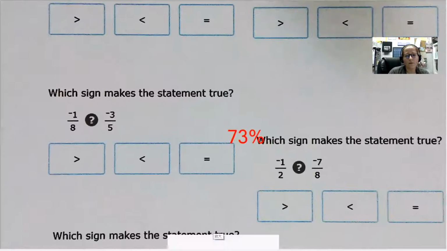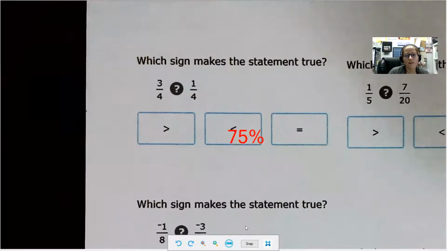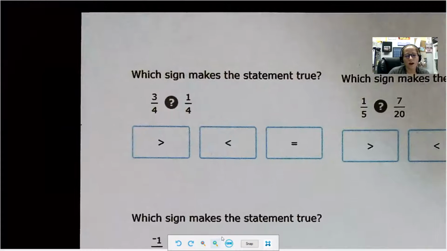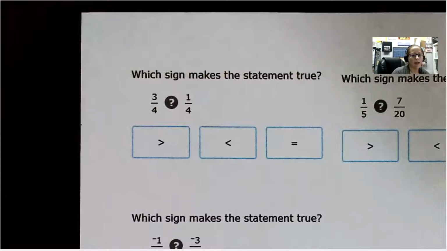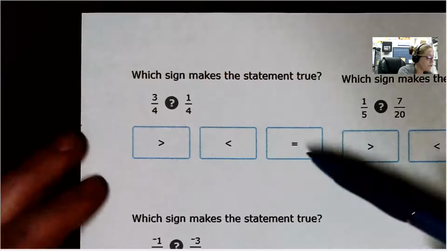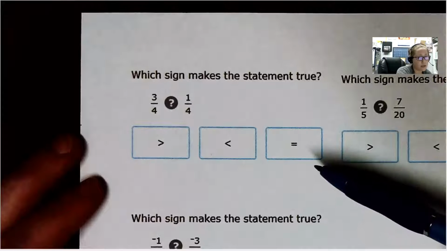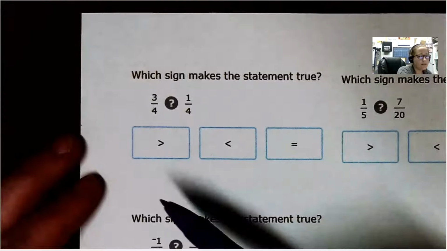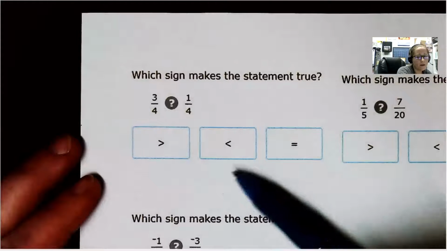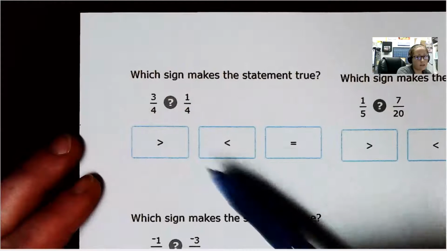We're only going to look at a couple of these at a time. These are questions that came right from the IXL assignment. You're looking at these fractions and trying to find what statement is going to make this a true statement. As a reminder, these are inequality signs.